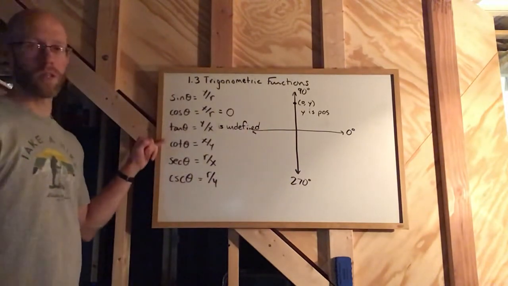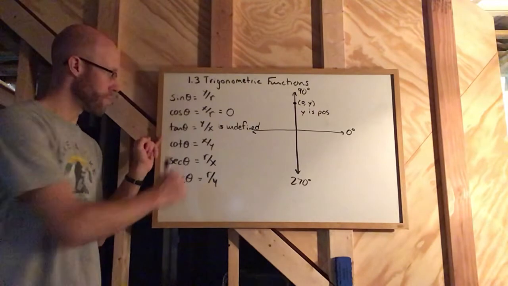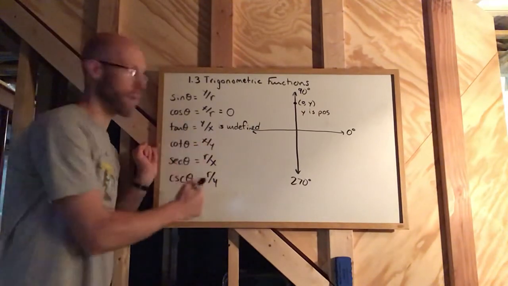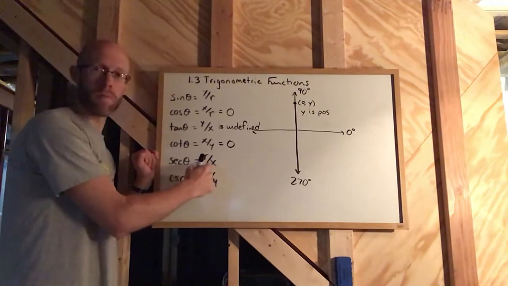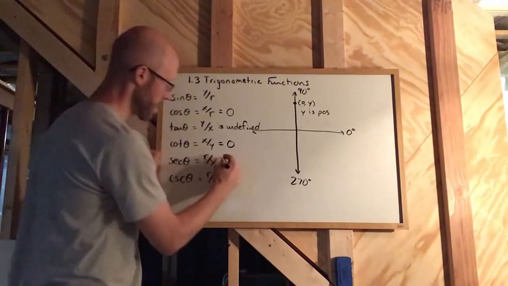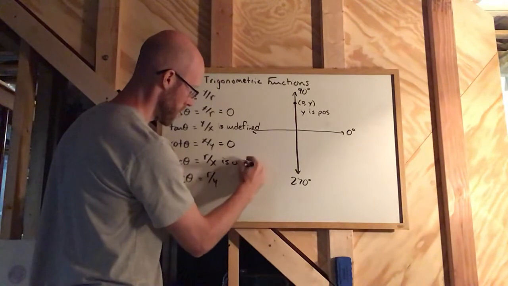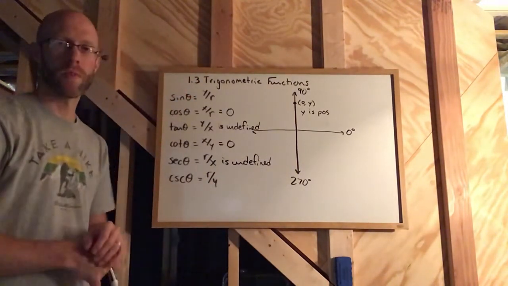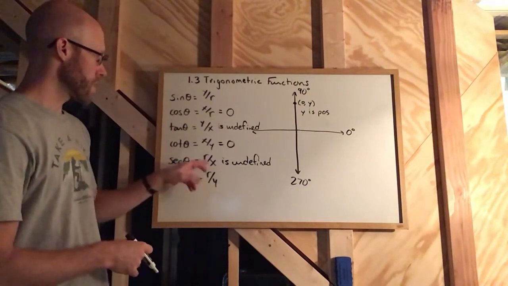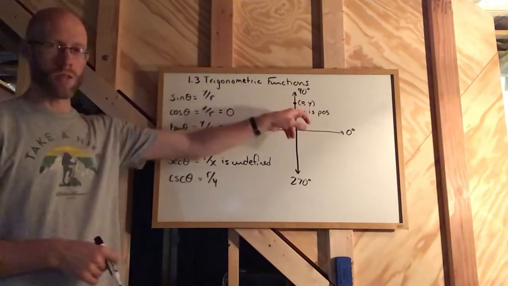Okay. The cotangent will be 0 because the 0 will go on top. And the secant will be undefined because the 0 goes on the bottom. Okay. Alright, so that takes care of all of the x's being 0.